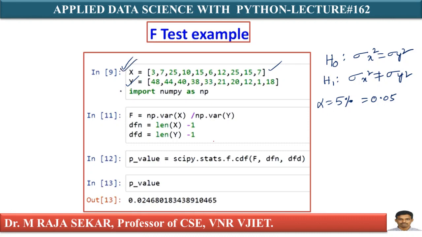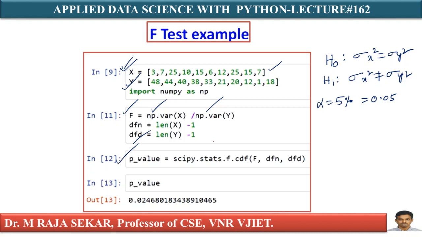Declare variable x and variable y. I am interested in finding the relation between capital X and capital Y. How can I find this number? Capital F equals np.var(x) divided by np.var(y), after import numpy as np. We discussed a lot on the NumPy library, isn't it? The degrees of freedom of the numerator is len of x, the number of elements in the x array, minus 1. The degrees of freedom of the denominator is len of y, the number of elements in the y array, minus 1.